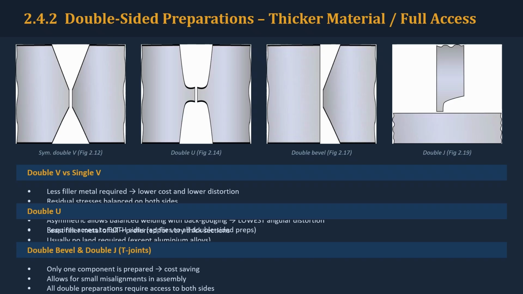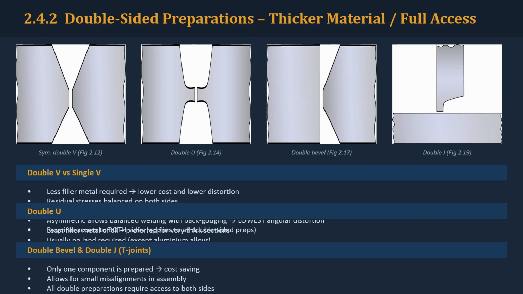Double-sided preparations become particularly attractive for thicker materials when both sides of the component are accessible. The major advantage is reduced weld volume. A double V preparation generally requires less filler metal than an equivalent single V preparation. That means less welding time, lower material consumption, and potentially lower distortion. There is also an important thermal advantage. Welding from both sides can help balance the thermal effects and reduce angular distortion.